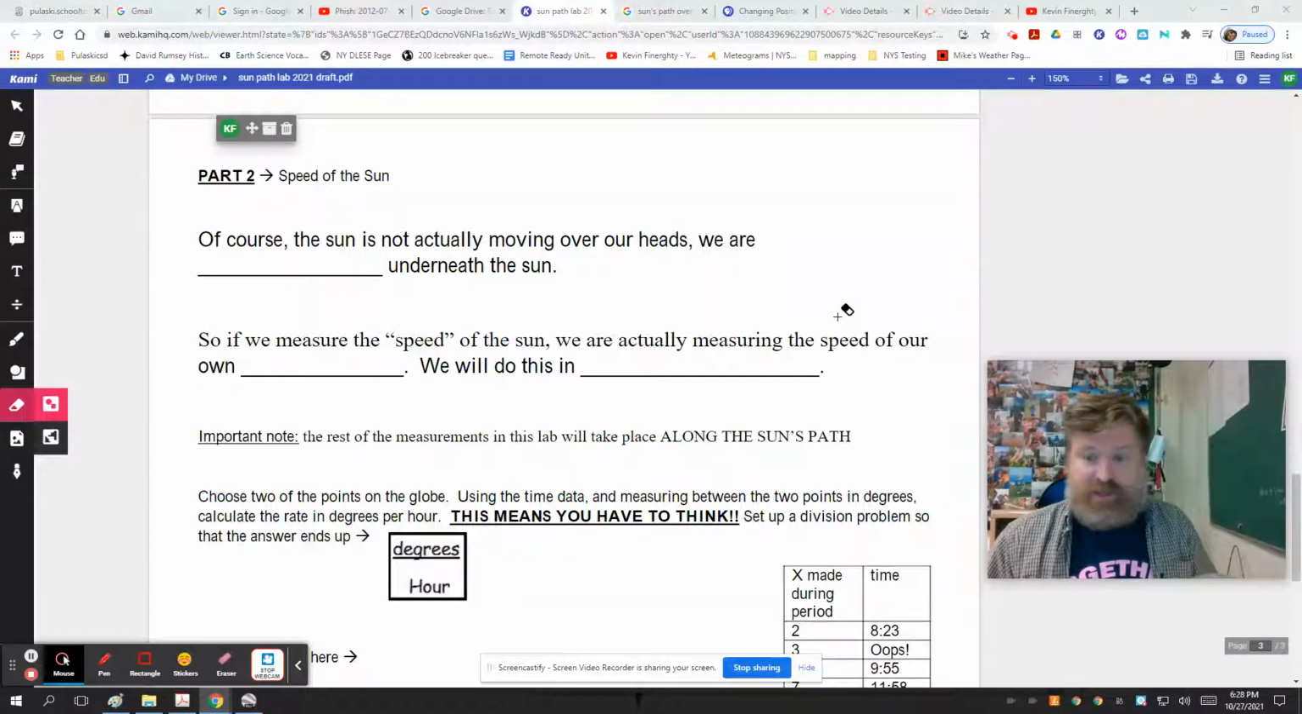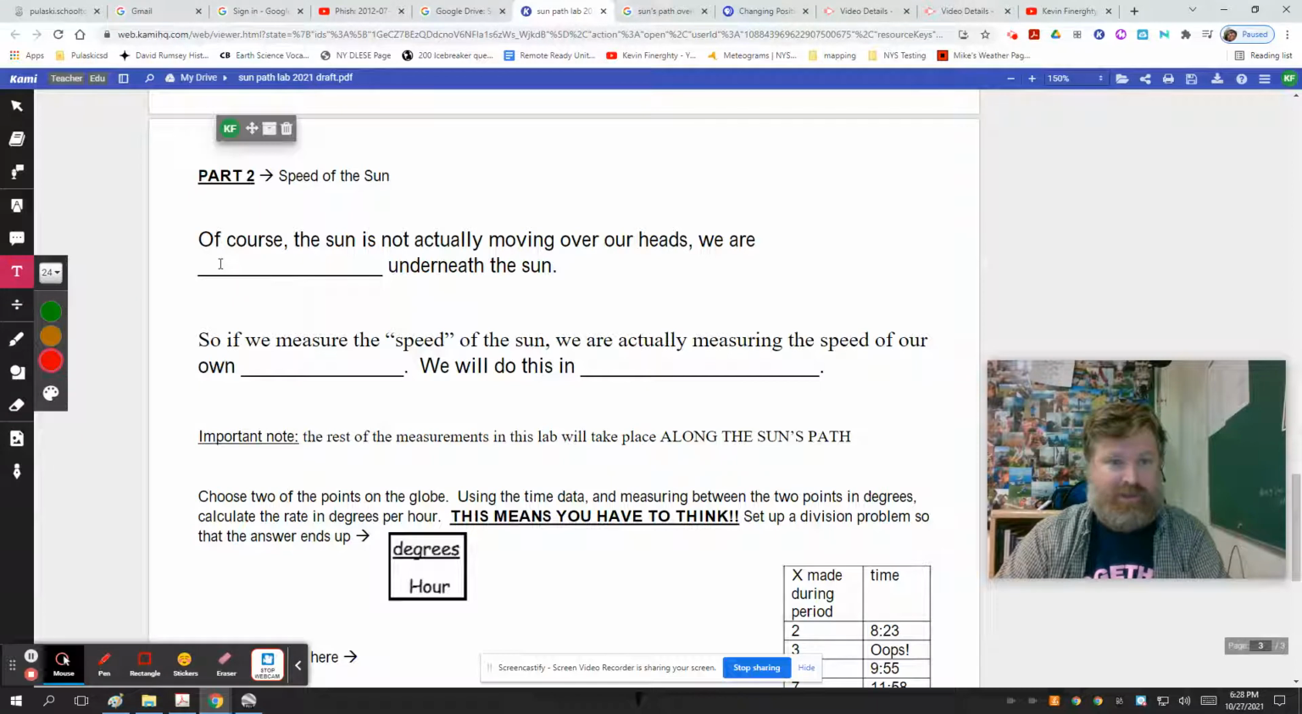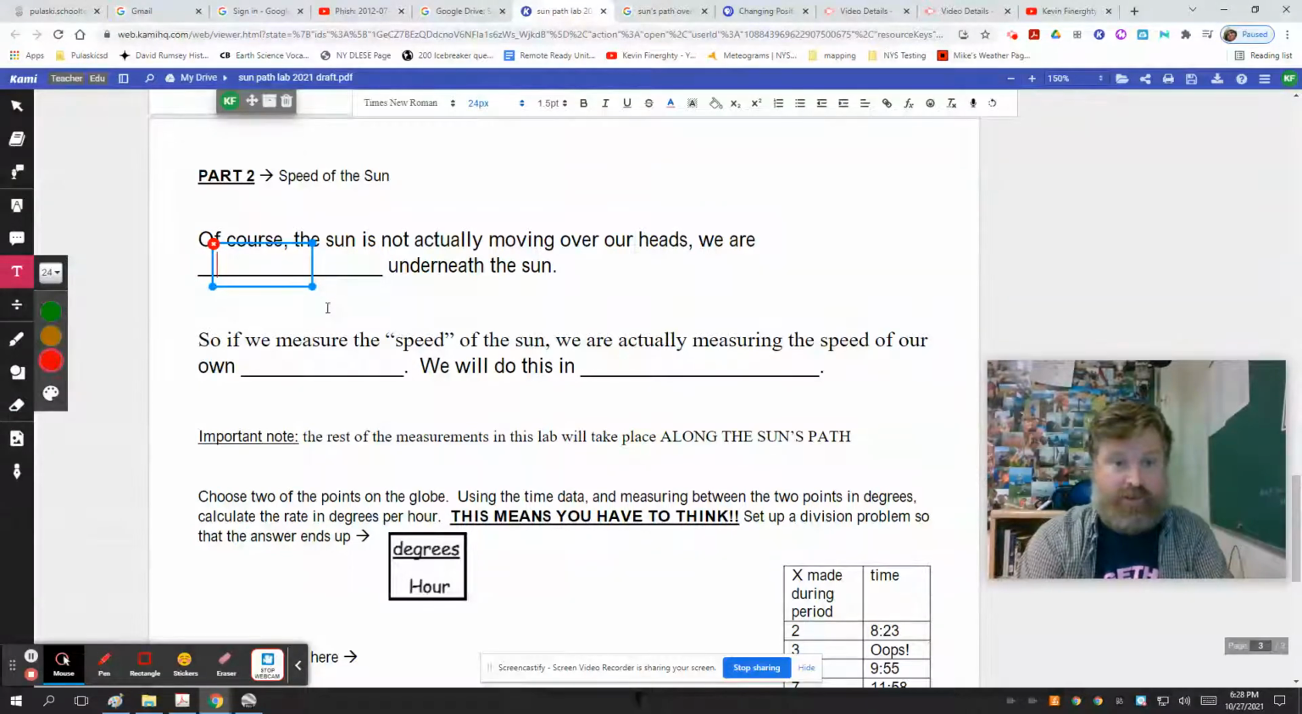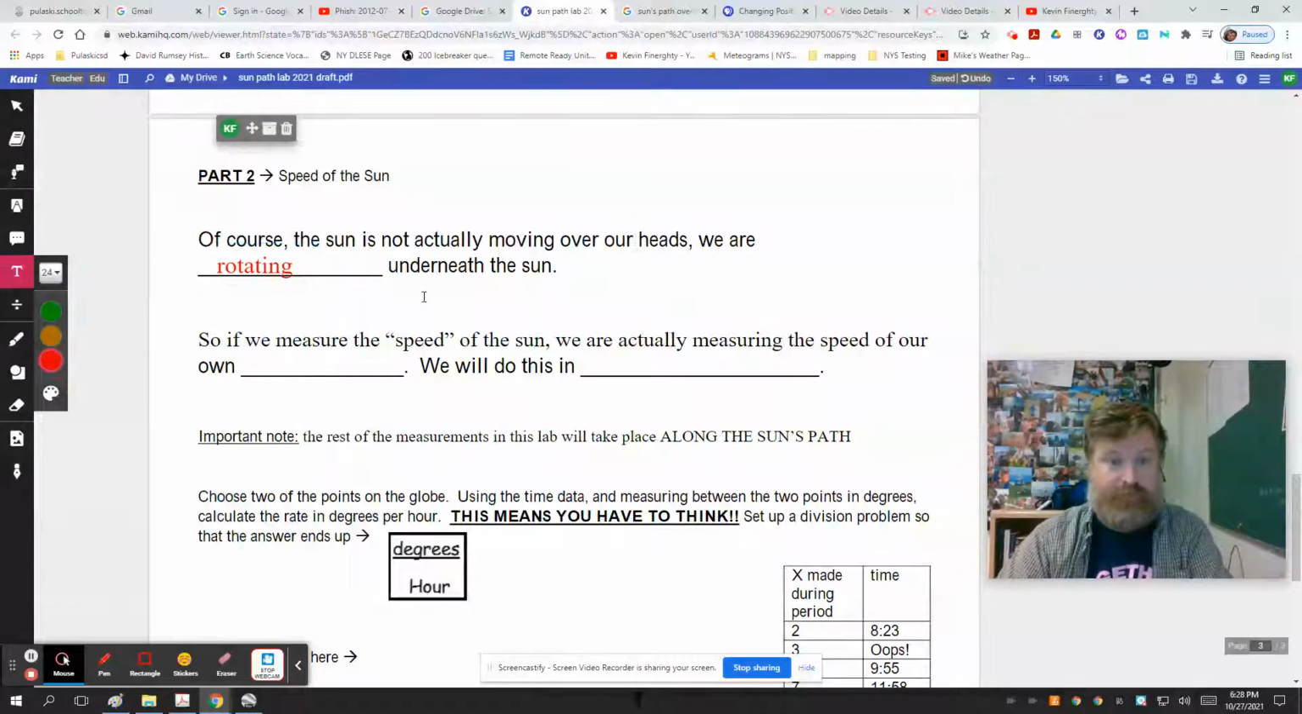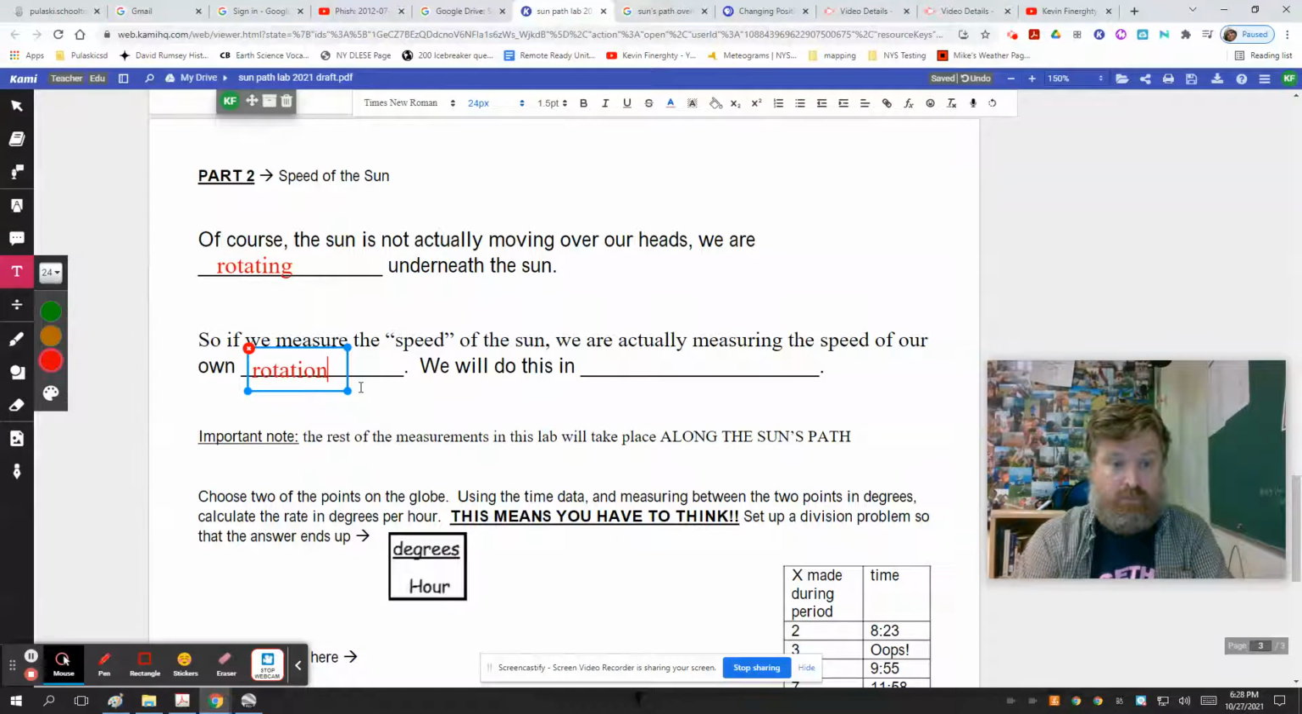So let's do it. The speed of the sun. We want to figure out now how quickly the sun is moving across the sky. But of course, like we said earlier, the sun's not actually moving over our heads. We are rotating underneath the sun. So if we measure the speed of the sun, we're not really measuring the speed of the sun. We're measuring the speed of our own rotation, which is kind of neat.